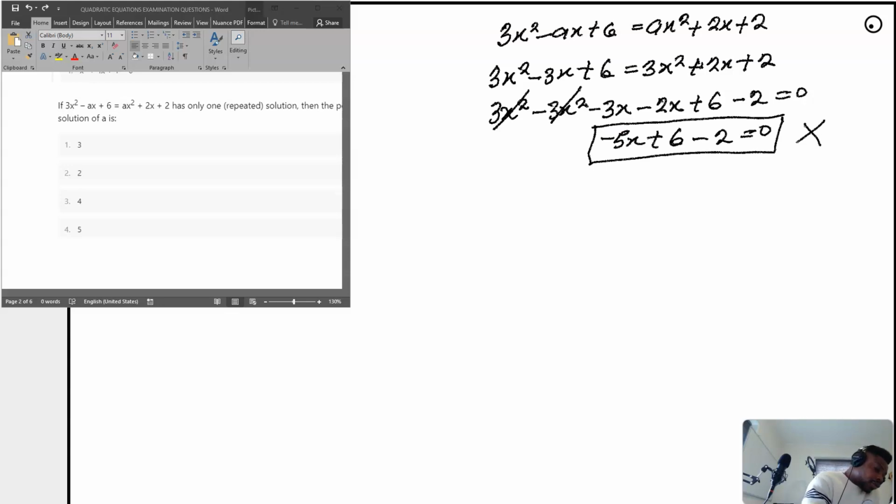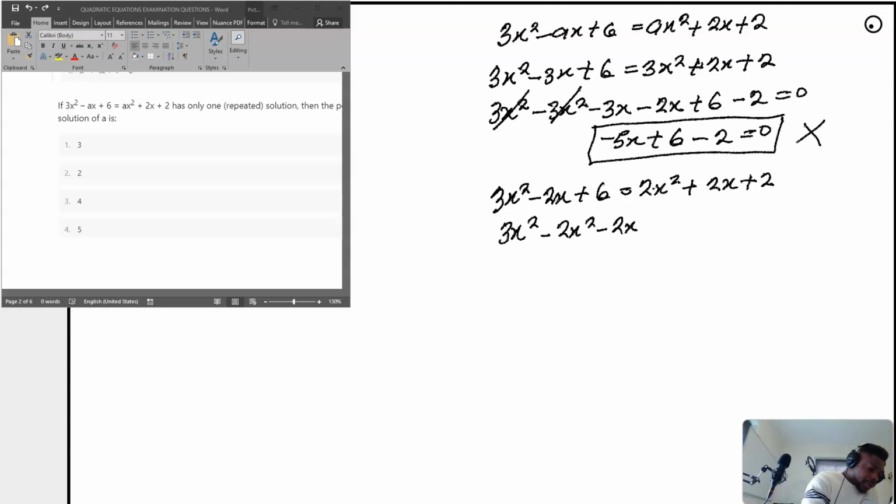Now let's use 2. So 3x squared minus a is 2, 2x plus 6 is equal to 2x squared plus 2x plus 2. So this is 3x squared. Let's bring 2x squared here. Minus 2x squared minus 2x. Let's bring this one here. Minus 2x plus 6. And let's bring this one here. Minus 2 is equal to 0. So this one is x squared minus 4x plus 4 is equal to 0.